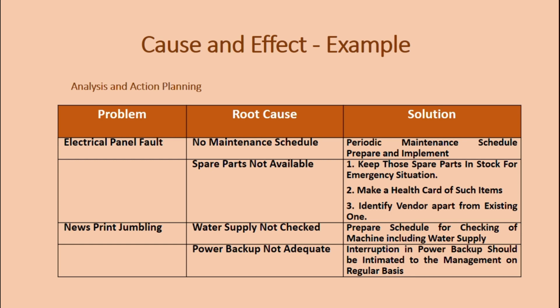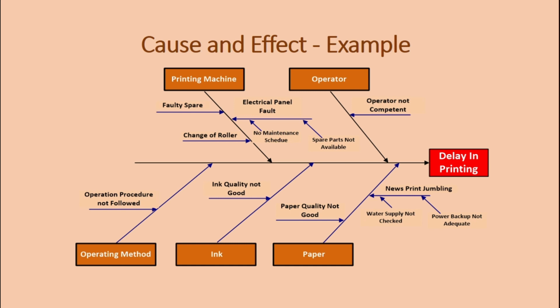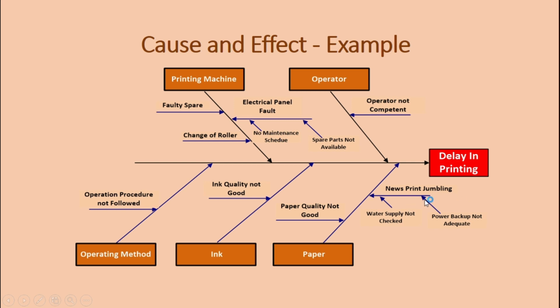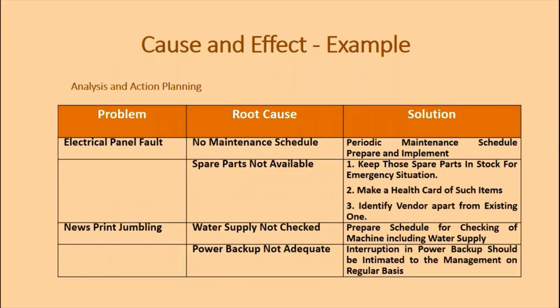So they have come up with an action plan where they have written problems, and if you see the last slide, the problems are actually the main causes, and the root causes of the problem are actually the sub causes of a main cause. For example, newsprint jumbling has 2 sub causes: water supply not checked and power backup not adequate. Similarly, electrical panel fault is actually a main cause, and the root causes are the sub causes of the main cause.